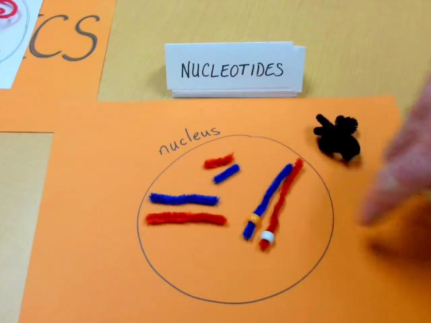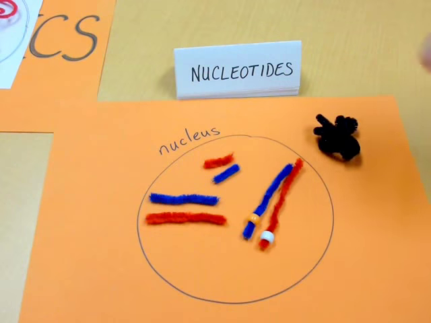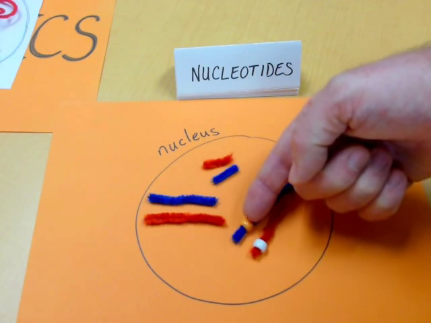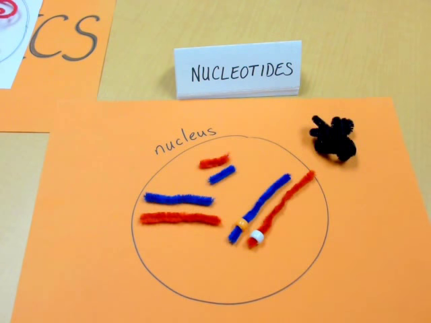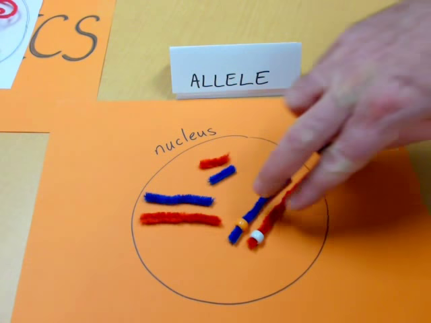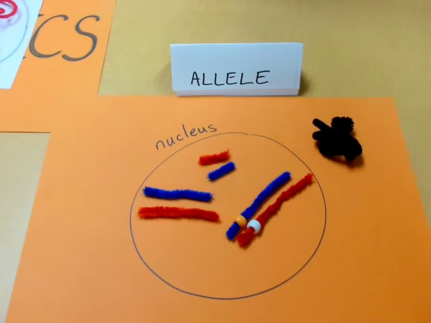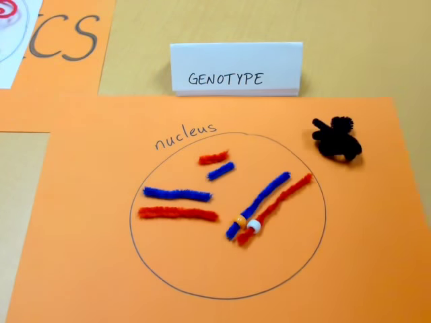Now different versions, different nucleotide sequences. Maybe the version your mom gave you had an A in one spot, and the version your dad gave you had a G in a different spot. So that makes these different. Those different versions of the same gene are known as alleles. And the combination of these two together, the fact that you got two different ones, is significant. That's your genotype, the mix of alleles that you have.